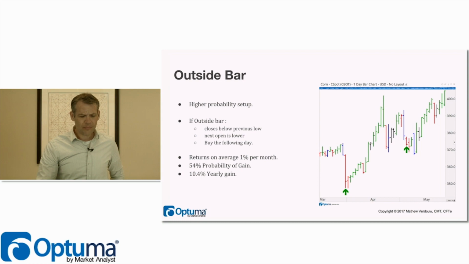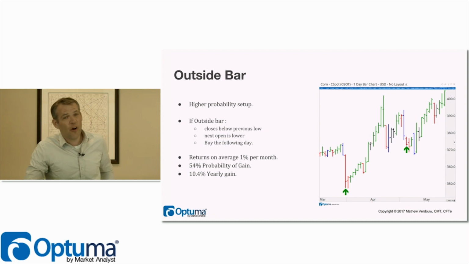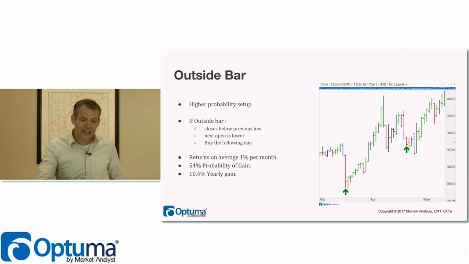A high probability setup from an outside bar is that we look for a close below the previous low. So we've got an outside bar, but the close is below the previous low. The next bar opens even lower again, and then you buy the following day. So we set that up on this chart here. You can see the couple of signals. It's a lot less signals, but in this case, these are actually pretty good signals.